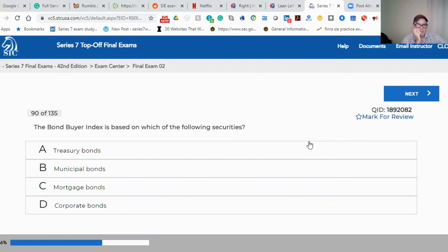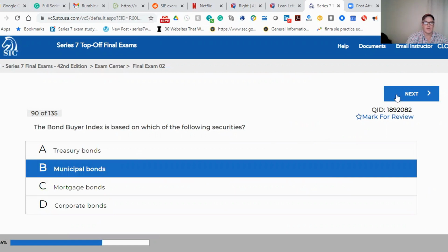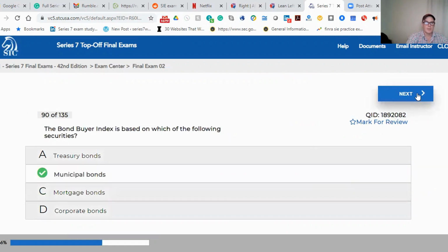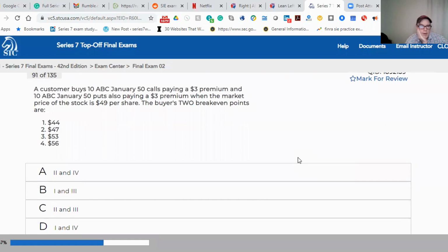The Bond Buyer index is based on which of the following securities? We know that the Bond Buyer is all about munis. Don't even have to think about that. Okay.